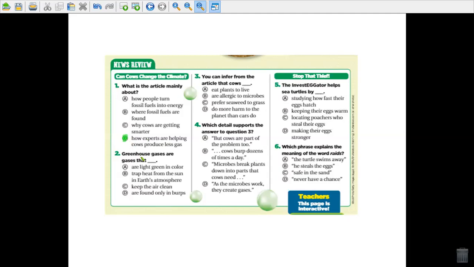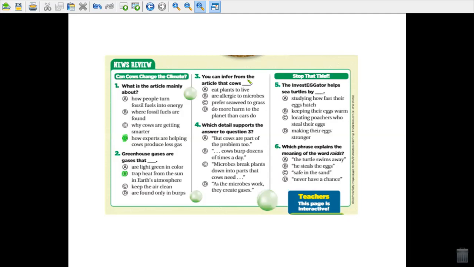All right, now we've checked number 1. Number 2, greenhouse gases are gases that blank. What are they? They are B, gases that trap heat from the sun in the Earth's atmosphere. That was straight from the story. If you got this wrong, then you need to make sure you are going back into your story to find your answers. These are all in there, guys.